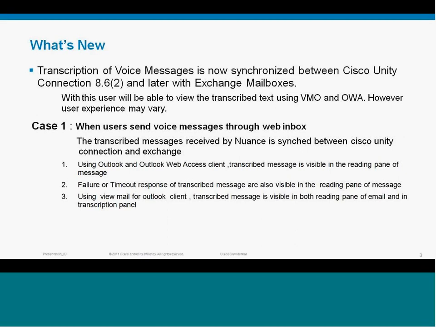The transcribed message, whichever is received from Nuance, is synced between Cisco Unity Connection and Exchange. Using Outlook and Outlook Web Access client, the transcribed message is visible in the reading pane of the message. Also, failure or timeout response of transcribed messages are also visible in the reading pane of the message. Using ViewMail for Outlook client, the transcribed message is visible in both the reading pane of the email and in the transcript panel.